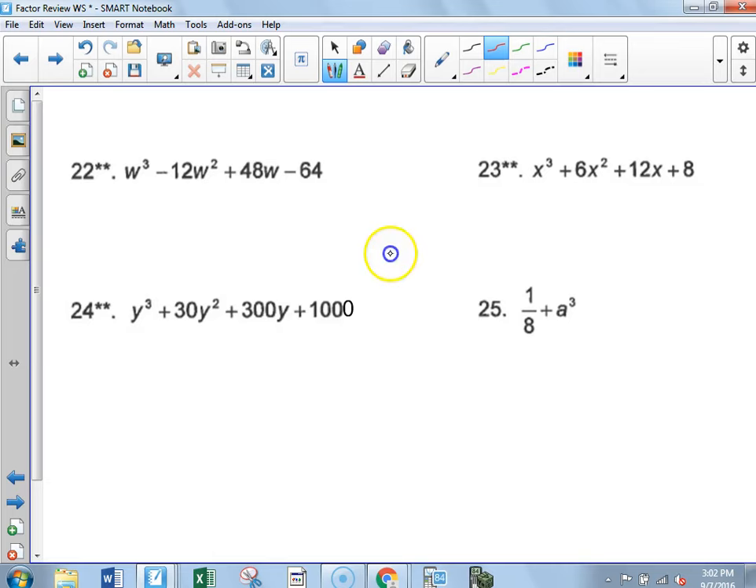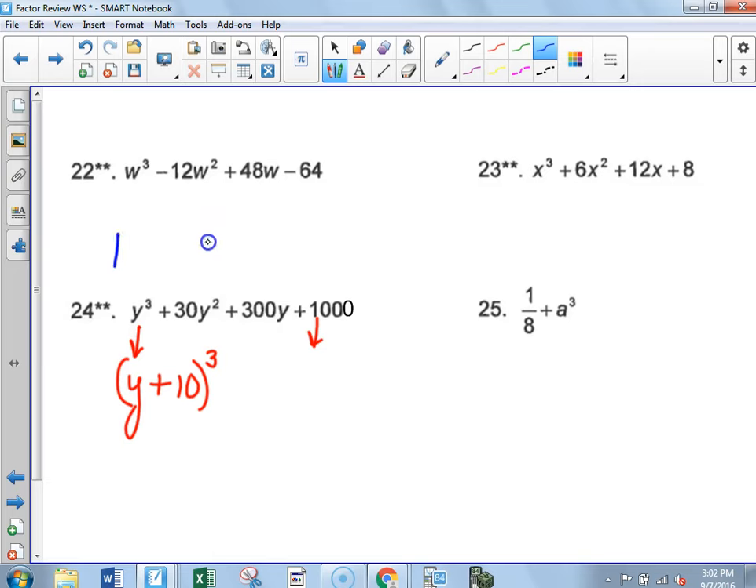24? Doesn't matter. Let's do 24 because I have room down here. This is 1, 3, 3, 1 in a different way. What is the cube root of this one? Y. What is the cube root of this one? Okay. This is really all you have to do and you're done. Now, let me prove to you that it works though, okay?